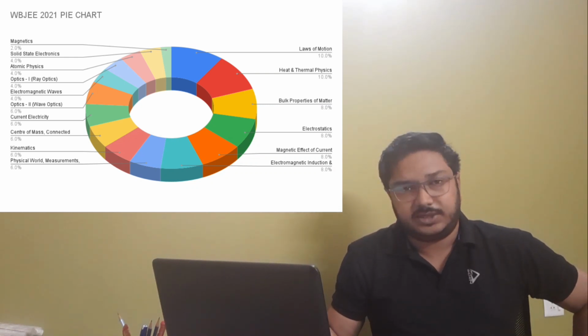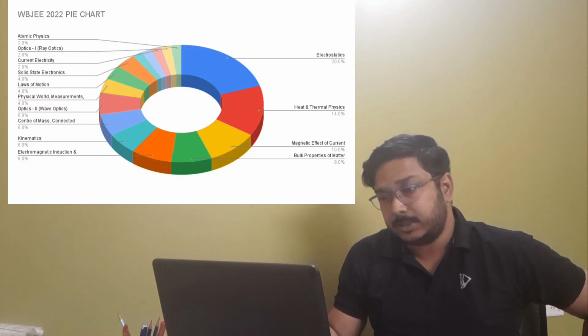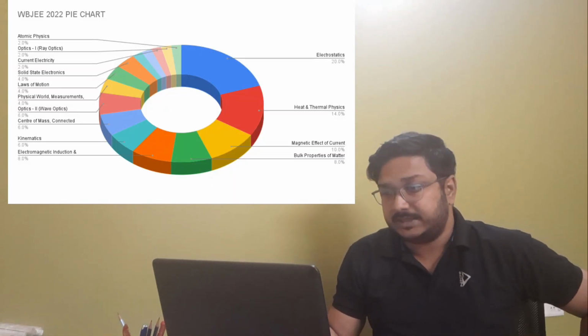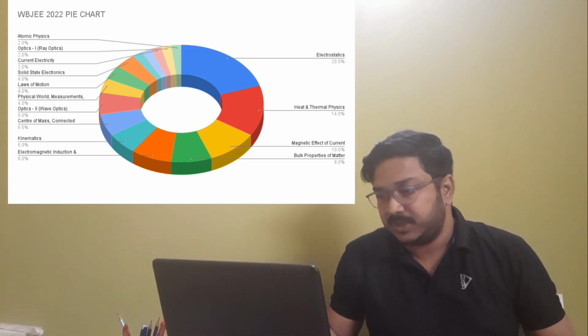Then in WBJEE 2022, the major chunk of questions, about 60%, came from electrostatics, heat and thermal physics, magnetic effect of current, bulk properties of matter, and then electromagnetic induction. So these were the 5 things that came.